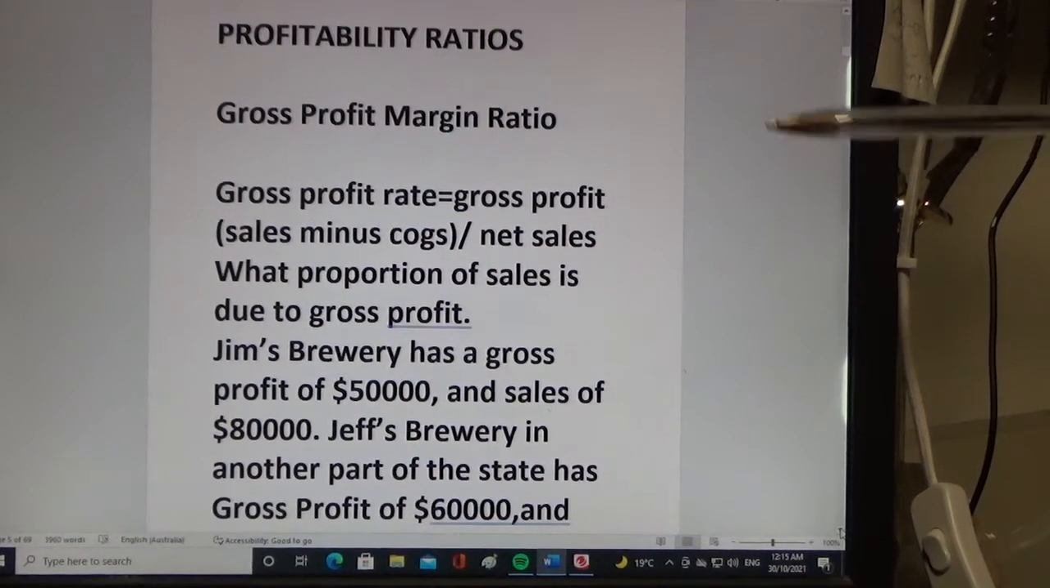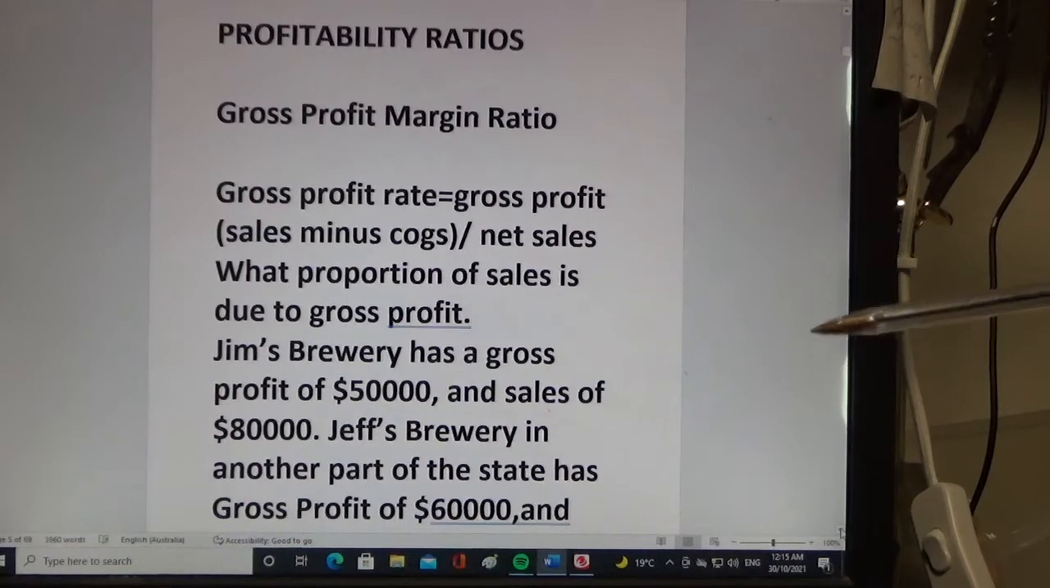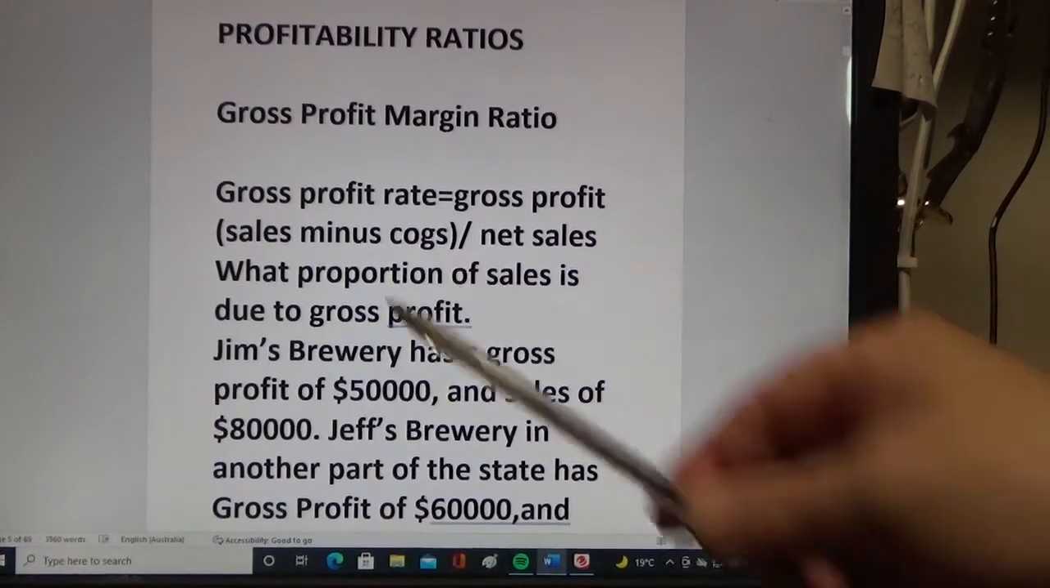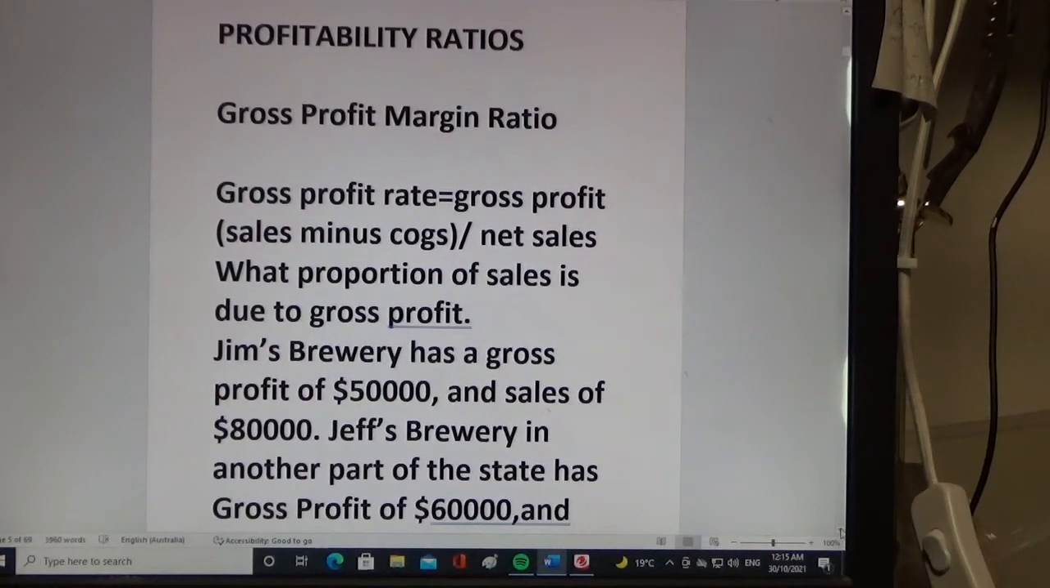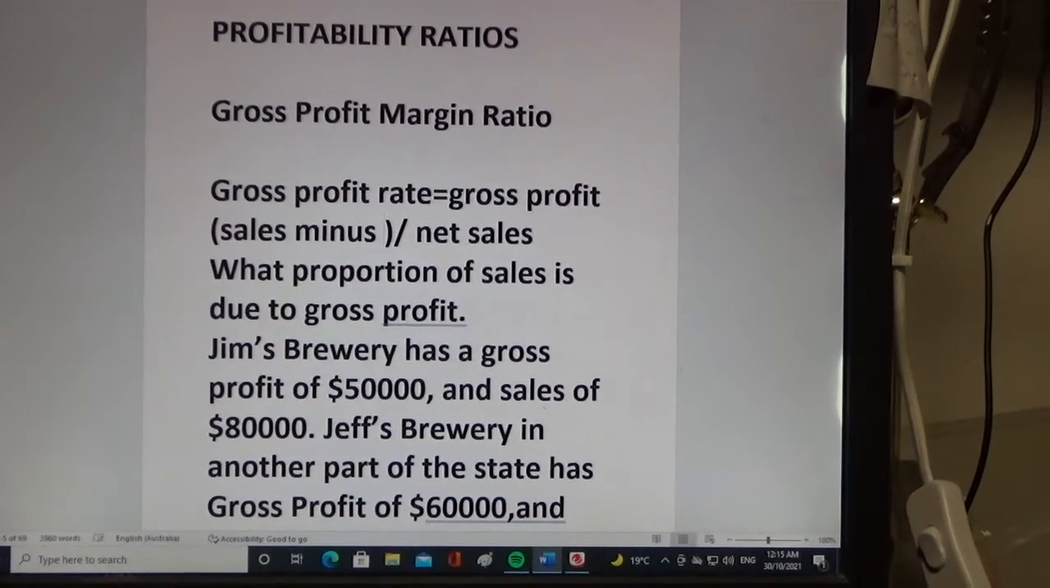So opening stock plus purchases equals goods available for sale, and minus closing stock, that's your full COGS figure. And actually COGS, because it's an acronym, should be in capital letters, following the rules of English.